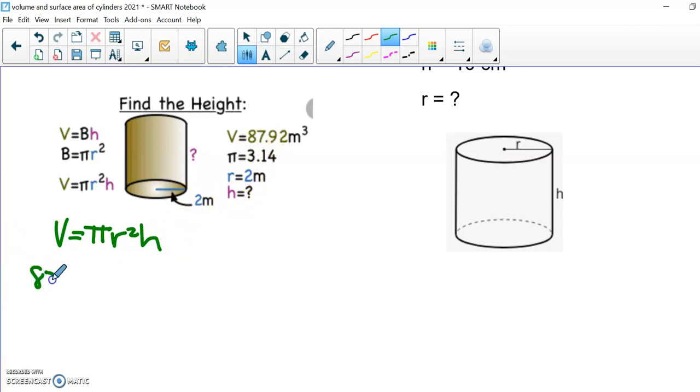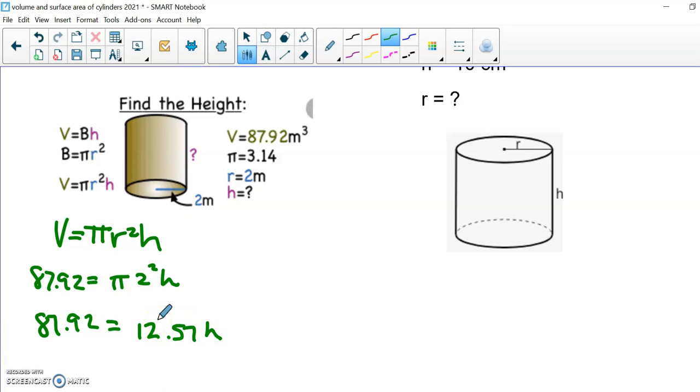They give us the volume is 87.92. They give us the radius is 2. What we don't know is the height. So let's go ahead and multiply 2 squared times pi and see what that comes out to be. It looks like it's about 12.57. So I get 87.92 equals 12.57 times h. Now we're going to divide each side by 12.57. And it looks like our height turns out to be 7 units.